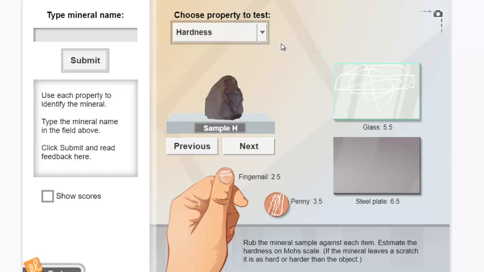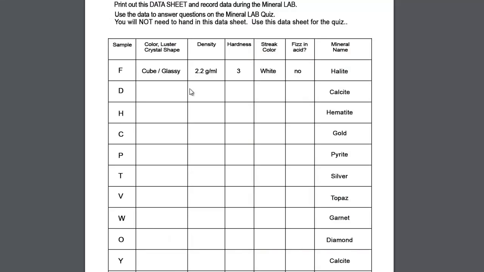Go ahead and continue filling in the data for H, C, P, T, V, W, which is hematite, gold, pyrite, silver, topaz, etc. When all this data is filled in, then continue on with the quiz on mineral identification.